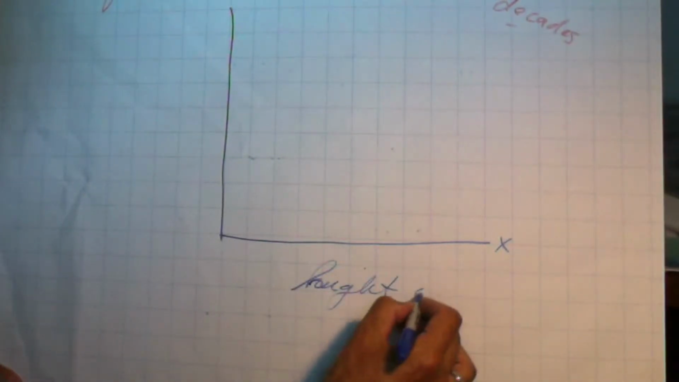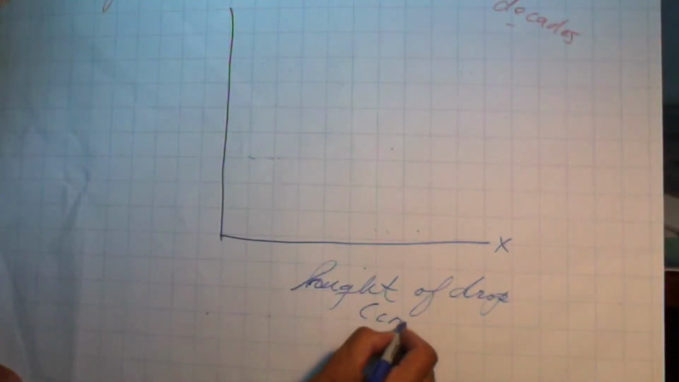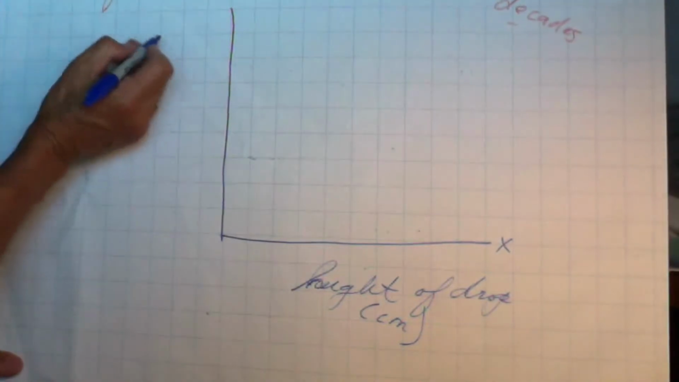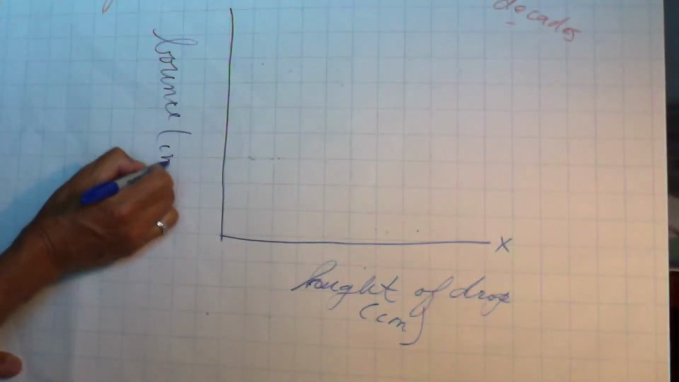And when we label this, we'll write height of drop, and then we'll put the units underneath it so we don't have naked numbers. That's centimeters. And then over here we would write height of the bounce. And again, we would say that that was in centimeters.